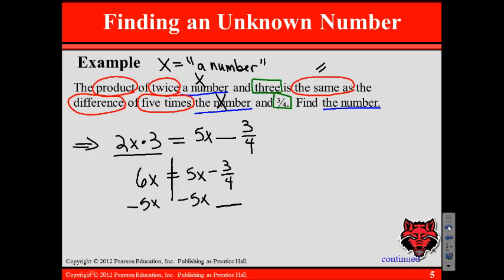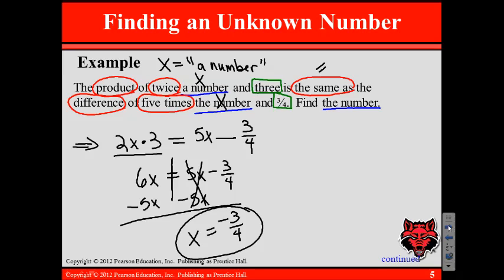When we do that, the opposite 5x's cancel on the right side. That leaves us negative 3/4. On the left side, 6x minus 5x is just x. And we already have a solution. X equals negative 3/4. So the number that we're trying to find, x, is negative 3/4.